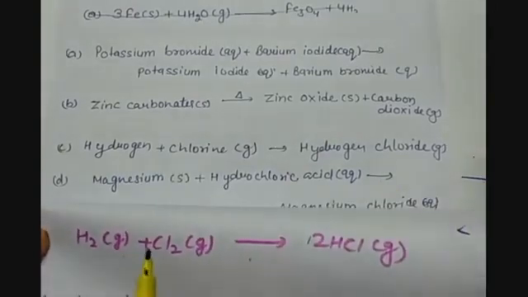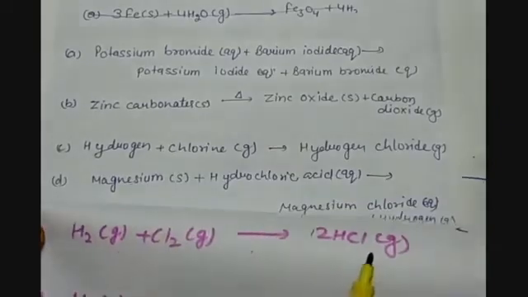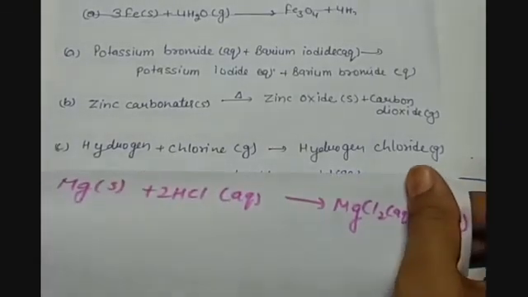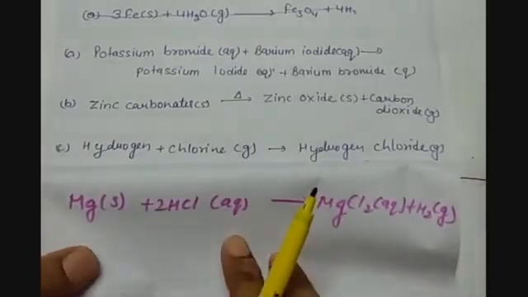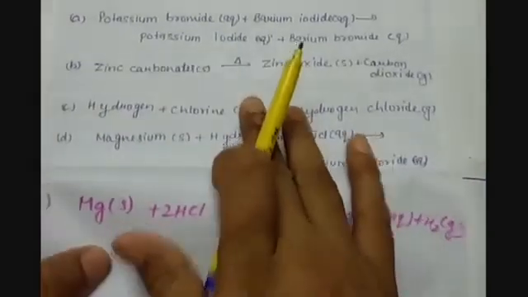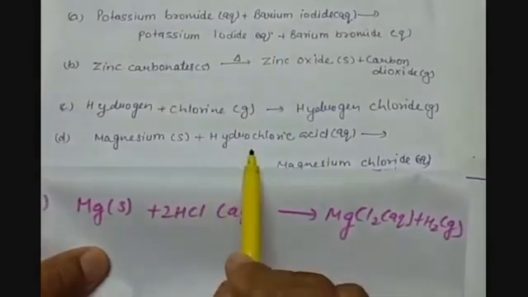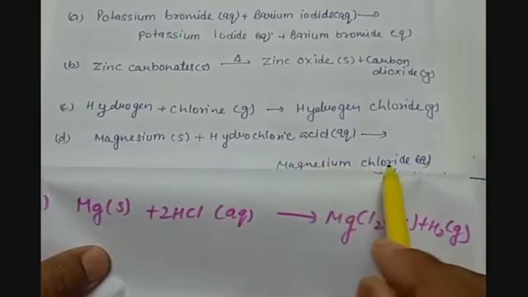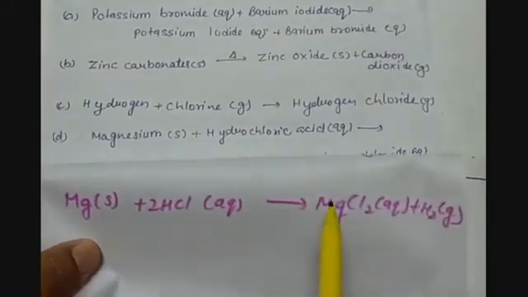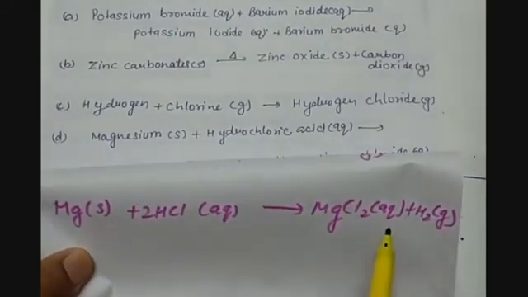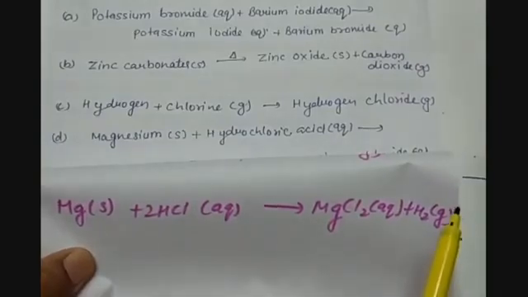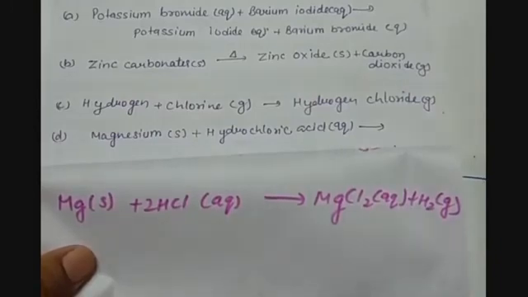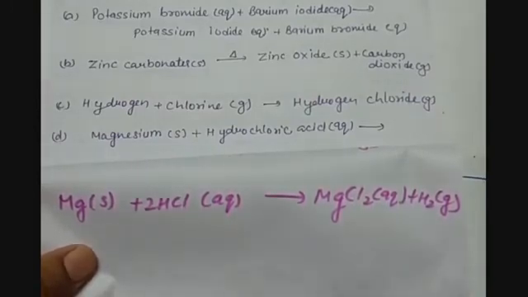Then D part is magnesium, that is Mg, magnesium with hydrochloric acid, HCl aqueous, gives us magnesium chloride and hydrogen. So it is giving us MgCl2 aqueous and hydrogen gas is evolved in the reaction. So this was all about the assignment solutions of chapter number 1, revision assignment number 1.